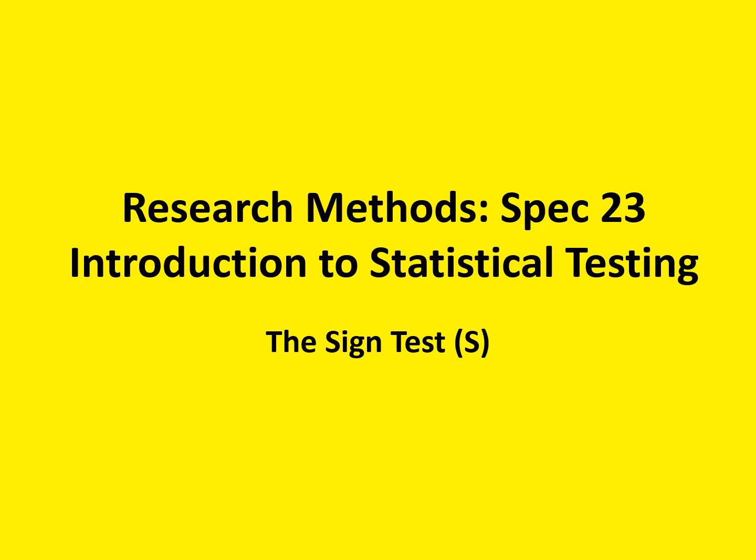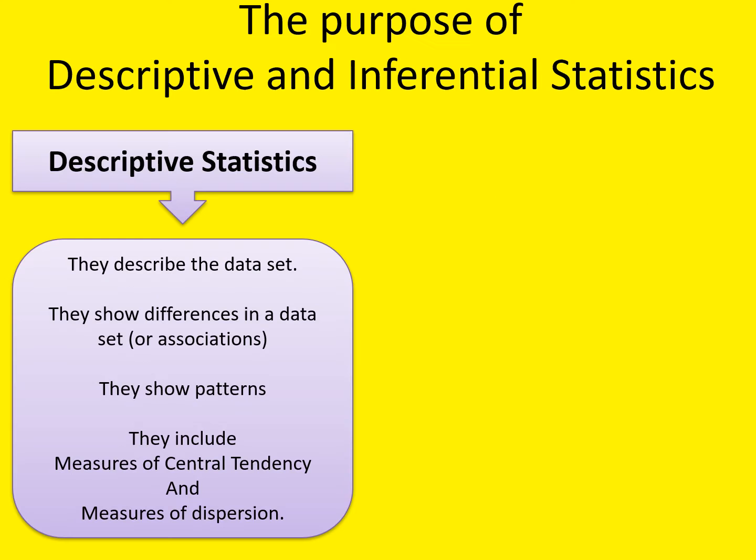This is a teaching video for Introduction to Statistical Testing, which is number 23 on your specification for research methods in AS level psychology. So we're going to look at the sign test. And first of all, we're going to do a very quick recap on descriptive statistics.